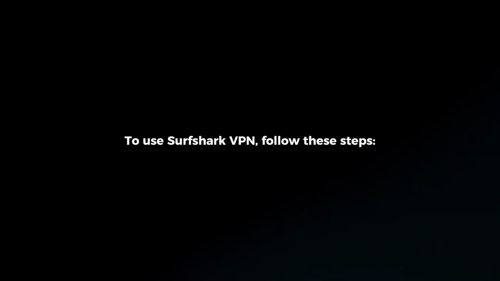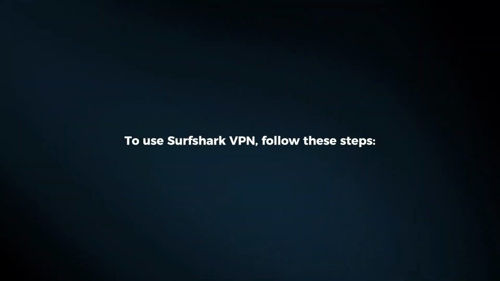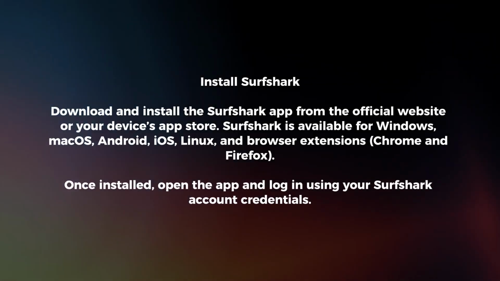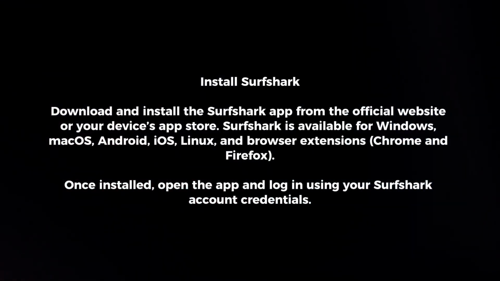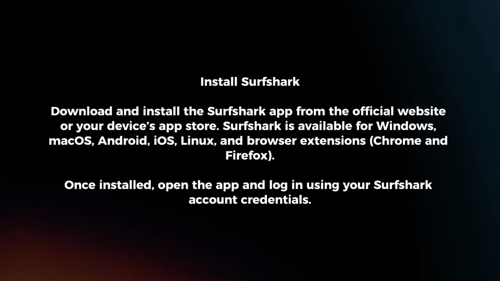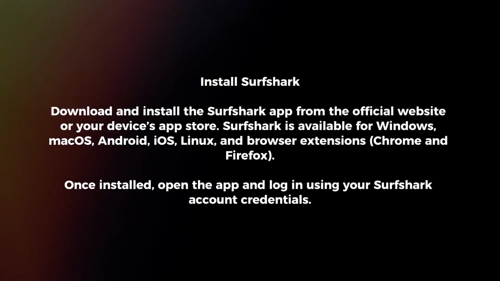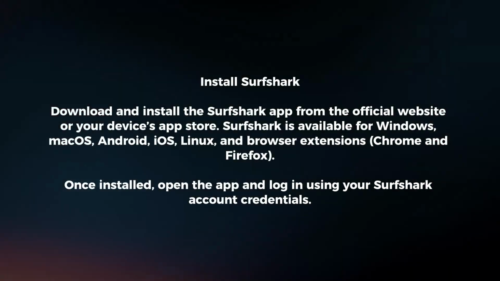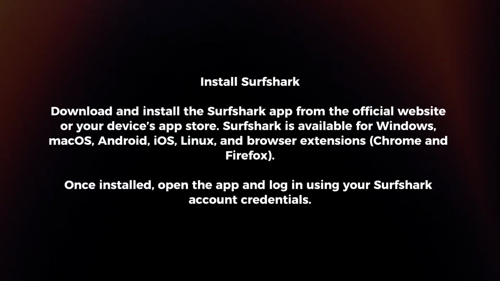To use Surfshark VPN, follow these steps. Install Surfshark. Download and install the Surfshark app from the official website or your device's app store. Surfshark is available for Windows, macOS, Android, iOS, Linux, and browser extensions. Once installed, open the app and log in using your Surfshark account credentials.